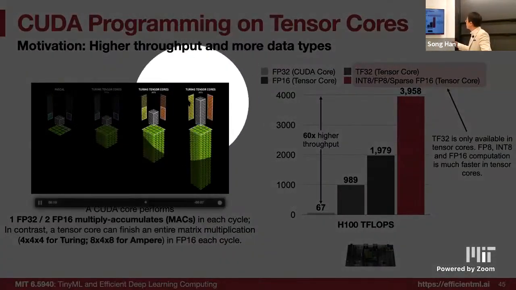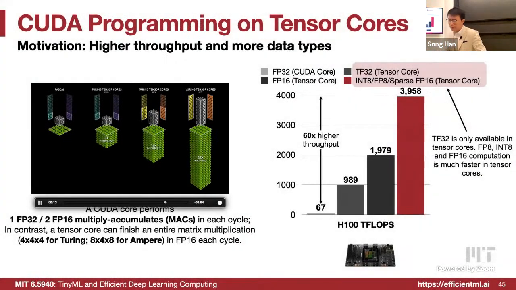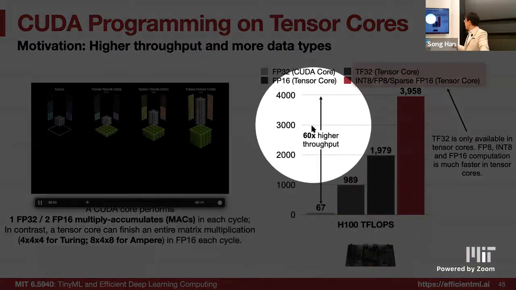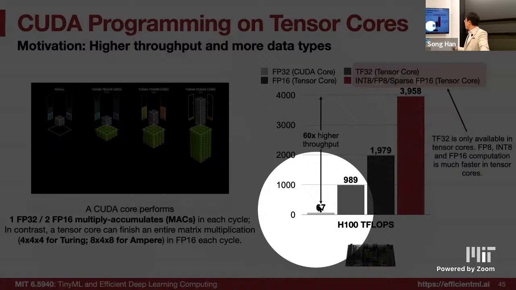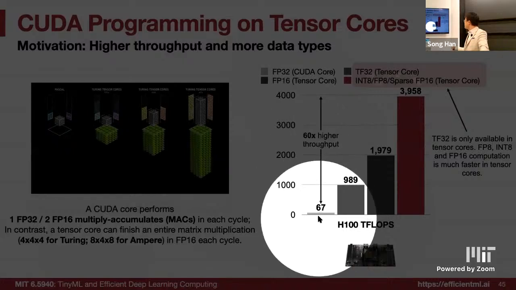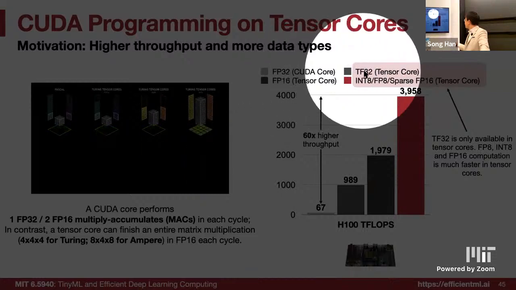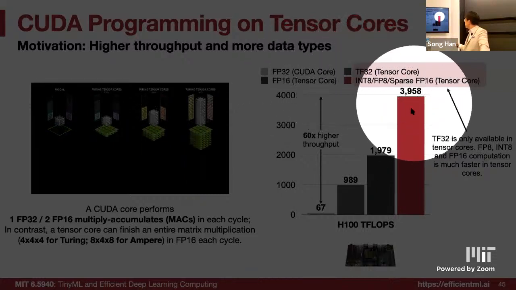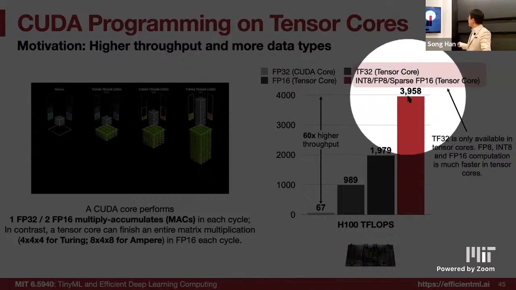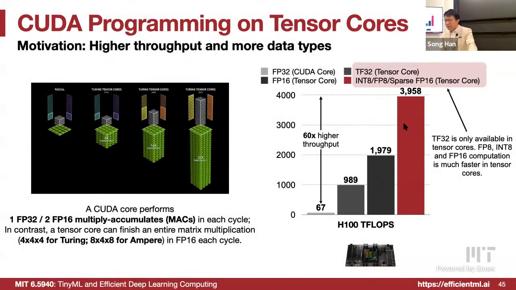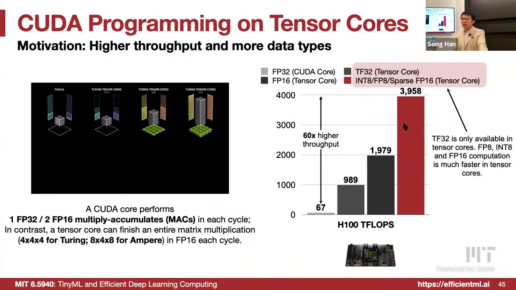And if the precision gets lower and lower, like into 4, you can see the tensor core throughput is even higher. So this is on the H100, the measured throughput compared with, here is CUDA core FP32 67, and here is the tensor core. One is FP16, one is TF32, and here is the tensor core in FP8 or int8 or sparse FP4, sparse FP16. Okay, it's much higher, actually 60 times higher throughput compared with the CUDA core.